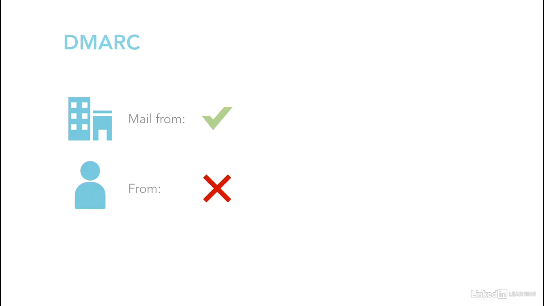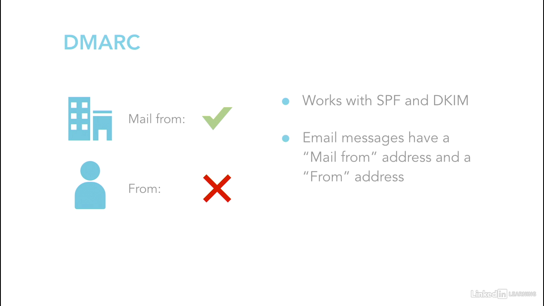DMARC provides additional protection against spoofing and phishing emails and works with SPF and DKIM. In every email message, there are two from addresses: the mail from address, which is part of the mail envelope, and another from address, which is displayed in the email application. A spoofed email may try to exploit this vulnerability since SPF only checks the mail from address.